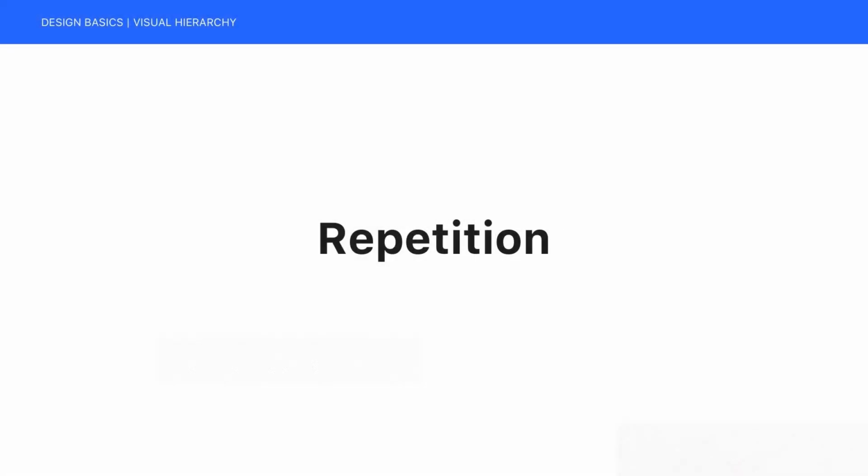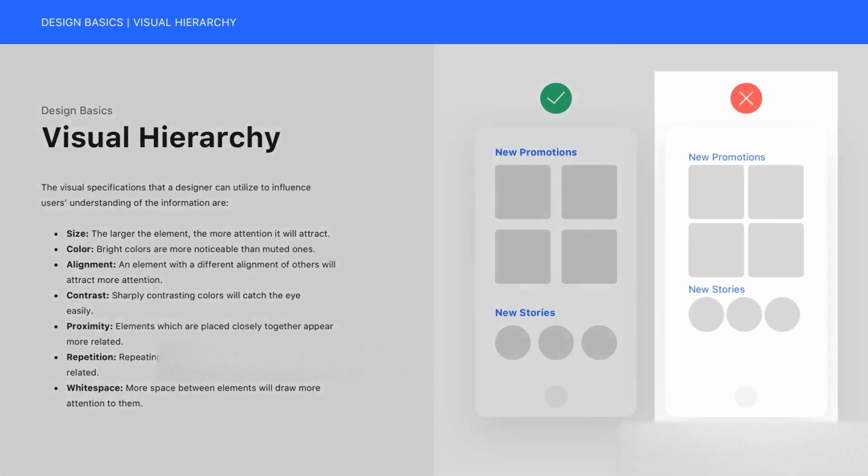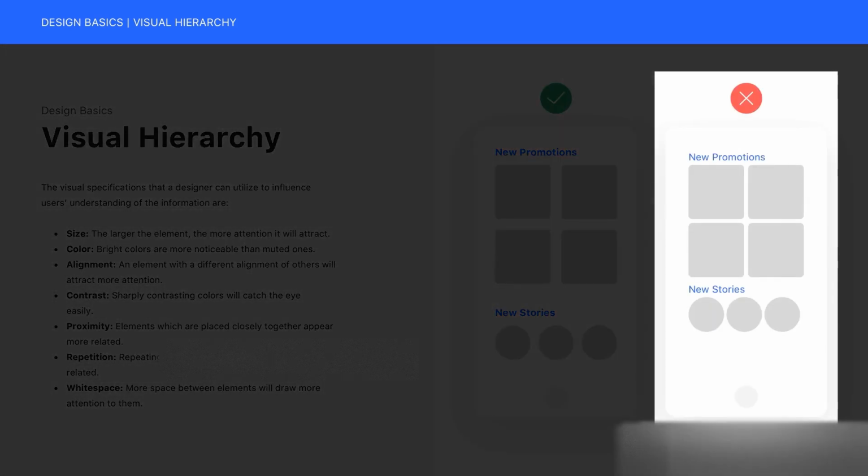The next item is repetition. Repeating styles can indicate that content is related. So what does that mean? Let's look at the pictures on the right. Can you see that we have four squares and three circles? So the user can easily recognize the relationship between those elements.